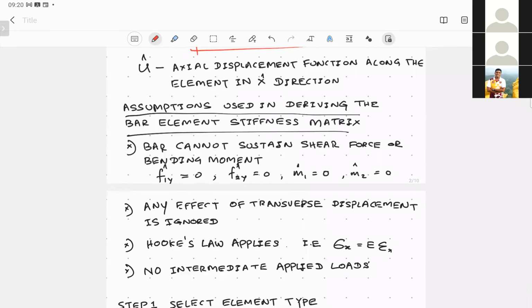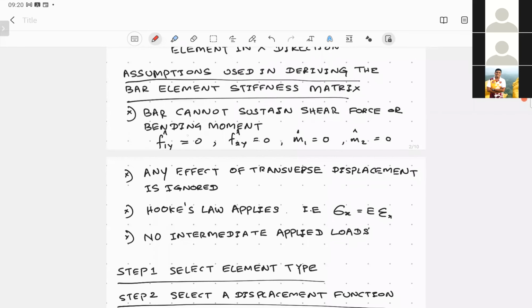So in order to derive the element stiffness matrix for a bar element, we have considered certain assumptions. The first assumption is that the bar does not undergo any shear force or any bending moment, in mathematical terms, meaning F1y hat and F2y hat are 0. And of course, bending moments at nodes 1 and 2, the first and the second nodes, are 0. And any effects on the transverse displacements are ignored. That is, we are only considering the displacements and the reactions, of course, in the longitudinal direction.